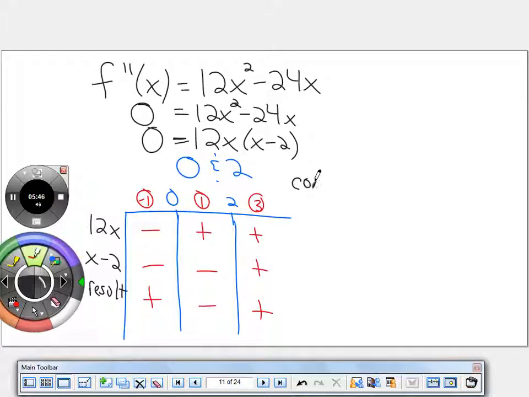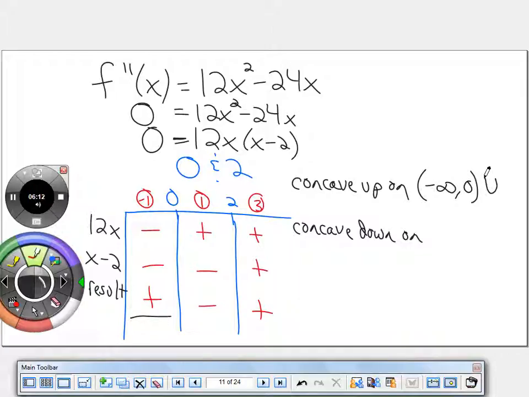So we would say concave up on, and we'll come up with the interval for that, concave down on. Concave up is wherever the second derivative is positive. So we can see that interval. That would be from negative infinity to 0, union with wherever else it's positive, so 2 to infinity, and that's concave up. Concave down is wherever the second derivative would be negative. So we'd say concave down on the interval from 0 to 2.